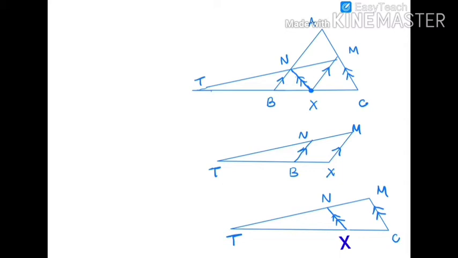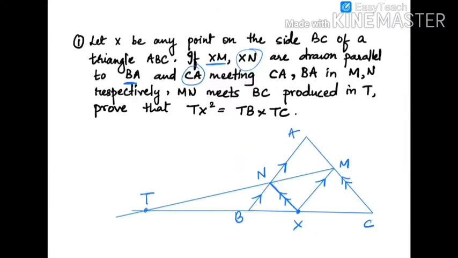Now, using the basic proportionality theorem, we have to choose only those ratios that will lead to the answer. So we have to show TX square equal to TB into TC. This means that the ratios that we choose should contain TX, TB and TC.